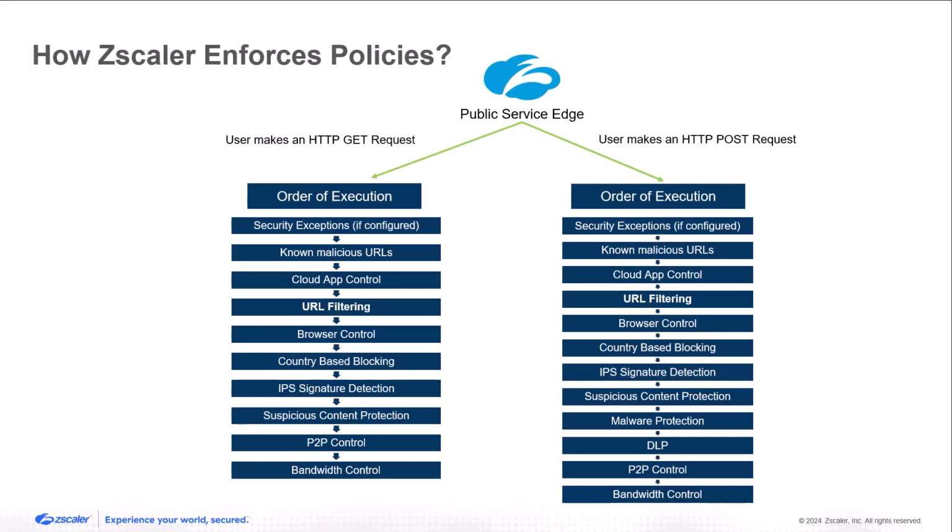If it's outbound POST data, we'll do exactly the same thing. The security exceptions are looked at. We'll look at the malicious content. We'll look at the Cloud App Control Policy, the URL filtering policy, browser control, country-based blocking, IPS signature, suspicious content, and malware protection. But we'll also then apply DLP controls, peer-to-peer controls, and bandwidth controls.